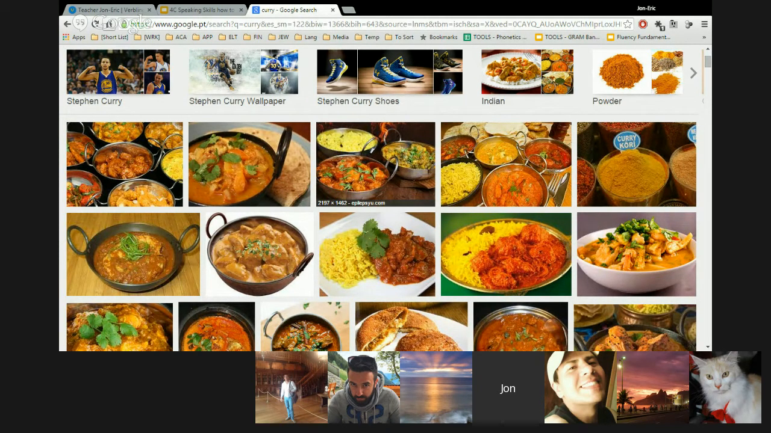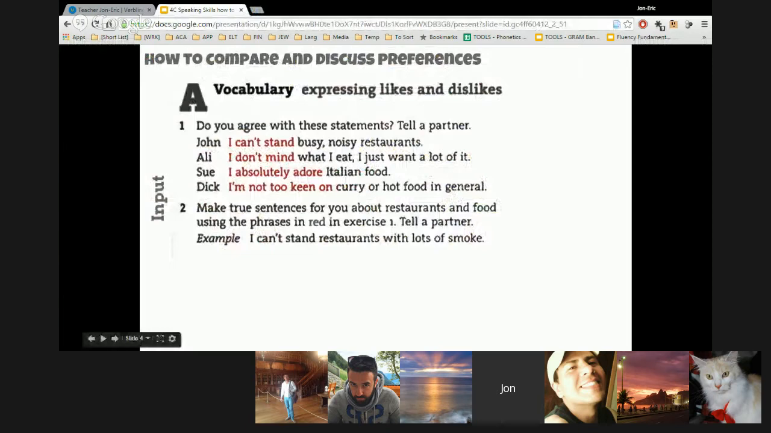And by the way, there are some curries on screen, just to be clear what a curry is. And of course, negative expressions we've seen so far: I don't like, I dislike. But here's two new ones: I can't stand, I absolutely hate, or I'm not particularly keen on. Those are all negative expressions.